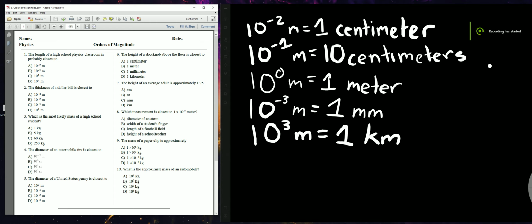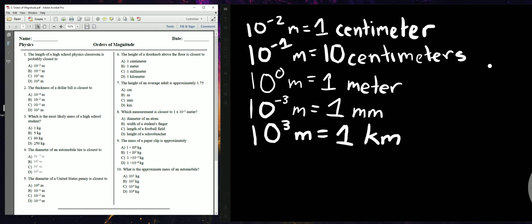This is going to be the orders of magnitude worksheet guide. Now, let's actually focus on number one. It says the length of a high school physics classroom is probably closest to what number? We kind of talked about this in class. I want you to think about, what is 1 meter stick equal to? Think about the length of a meter stick.